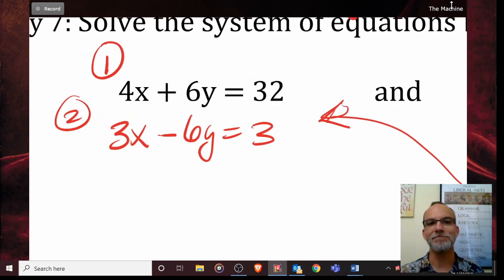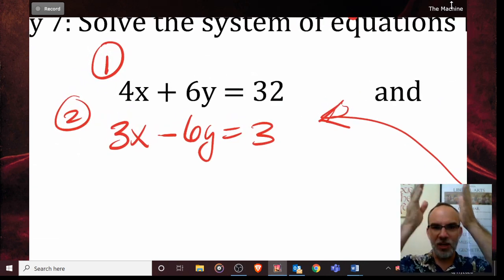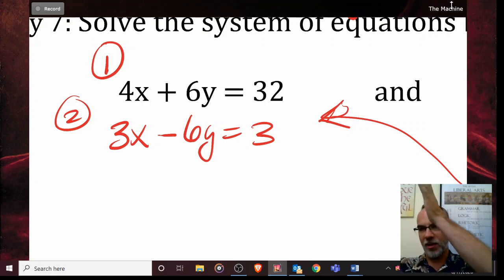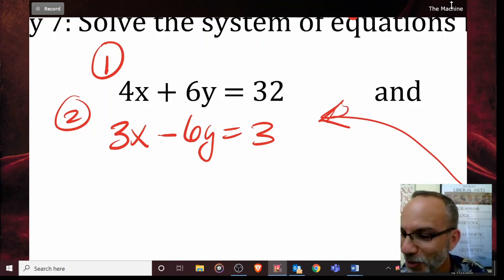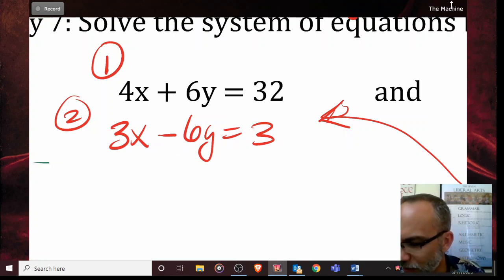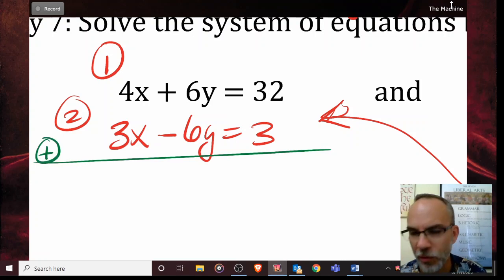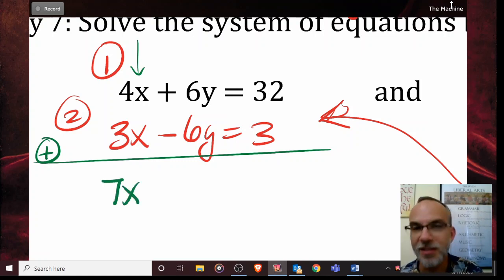Okay? I've got a column of x's, a column of y's, the equal sign, and then a column of constants. Now watch. One of the rules of algebra says if I combine terms properly, I can actually add together equations. So do the column right here. What is a 4x plus a 3x? 7x. Just combine the coefficients.